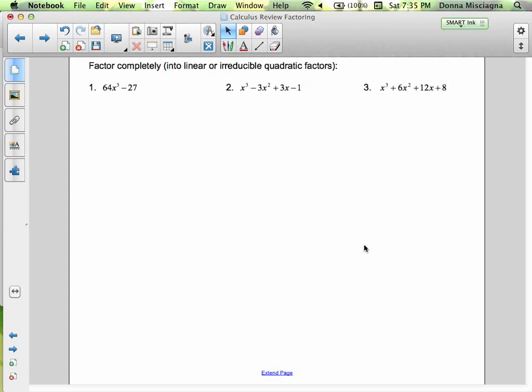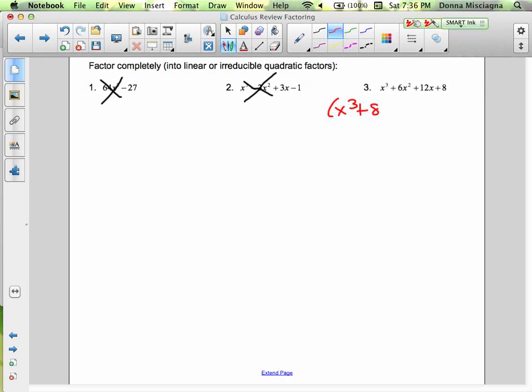So if you don't get a repeating binomial when you're trying to do factor by grouping, try switching the terms around. And I can see x cubed plus 8. I'll just rewrite it first: x cubed plus 8 plus 6x squared plus 12x. All right, so first to our group, x cubed plus 8. Oh, look at that. A sum of cubes plus 6x squared plus 12x.